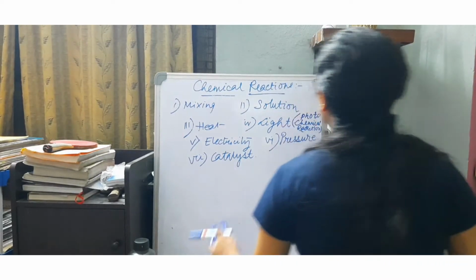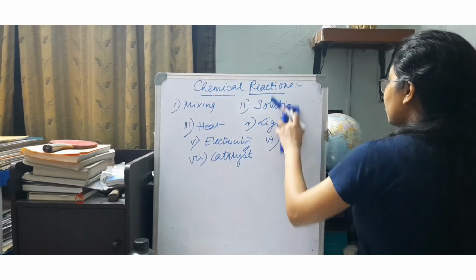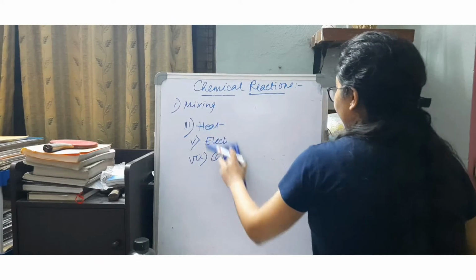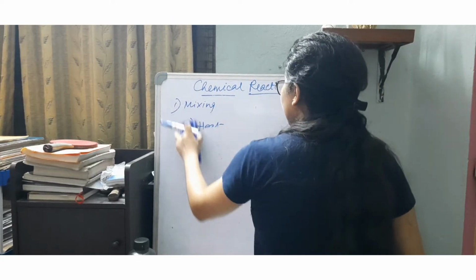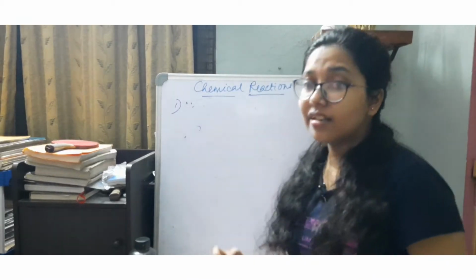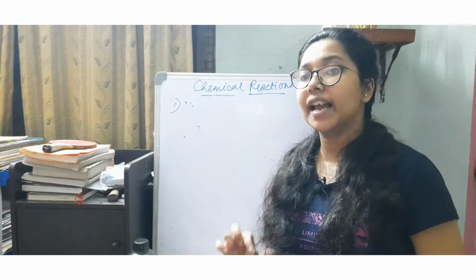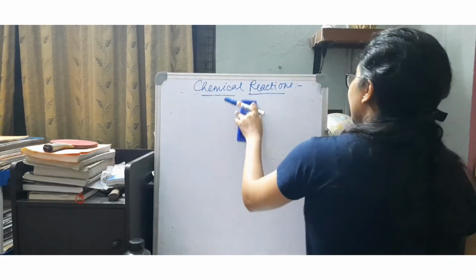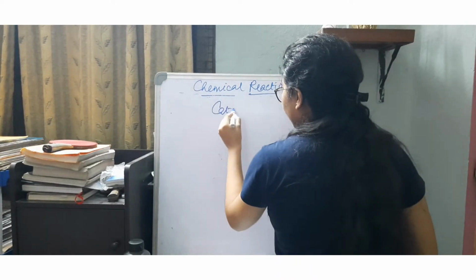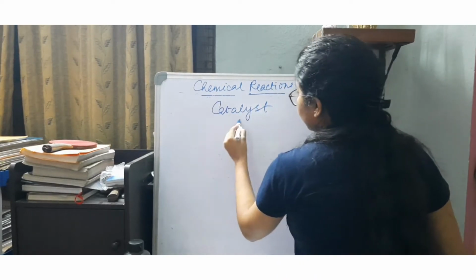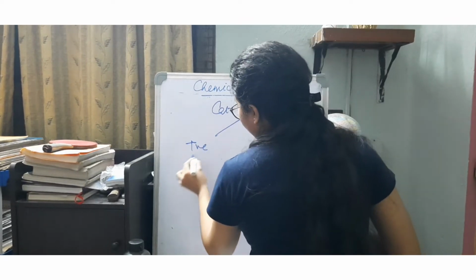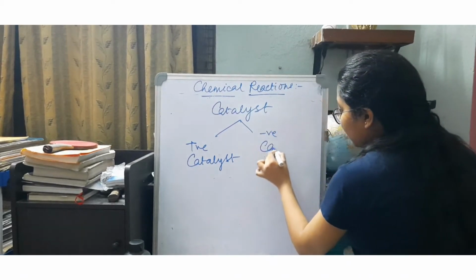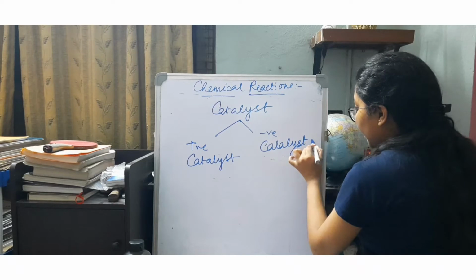Now moving forward to the next part, there are two types of catalyst. One is a positive catalyst and the other is a negative catalyst. Now as I had already stated, a catalyst alters the speed of a reaction. Catalyst will either increase or decrease the speed of a reaction. So based on that, it is a positive or a negative catalyst. Okay, so positive catalyst or a negative catalyst.